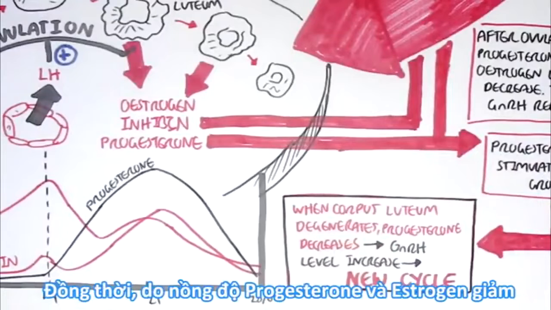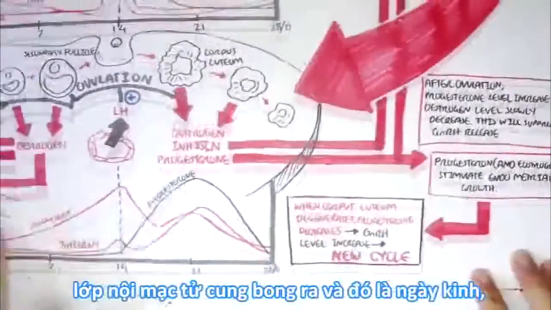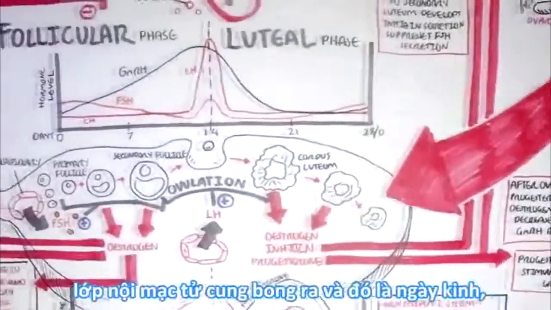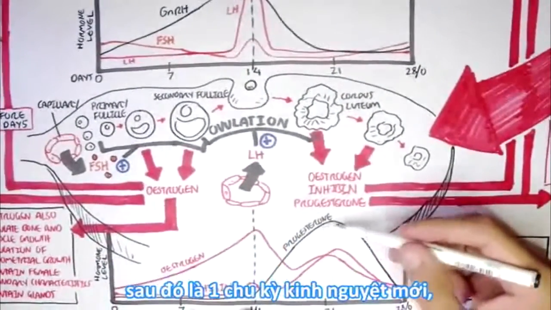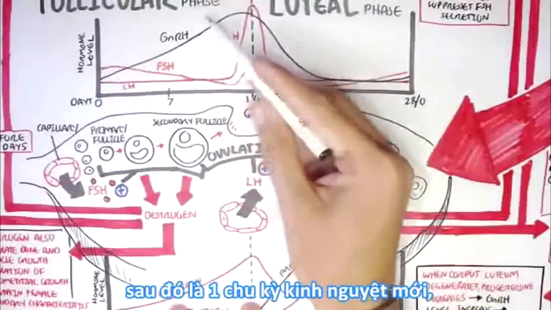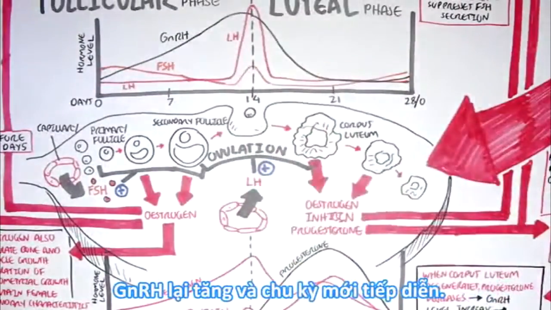Also, the decrease in progesterone and, in part, estrogen means that these hormones cannot maintain the endometrial lining in the uterus. And so the endometrium will shed, and this is known as the period. And after the endometrial lining sheds, this allows a new cycle to occur, and then you see an increase in gonadotropin-releasing hormone again, and the cycle continues.